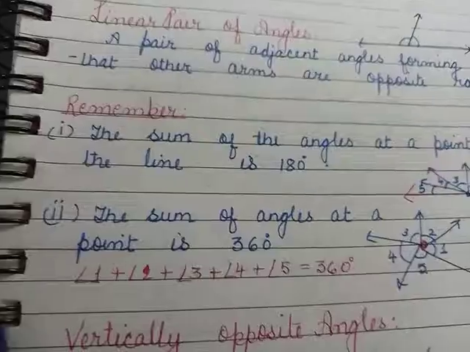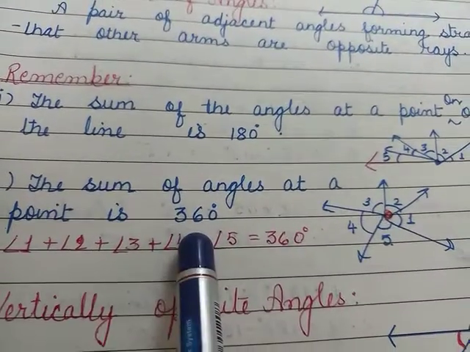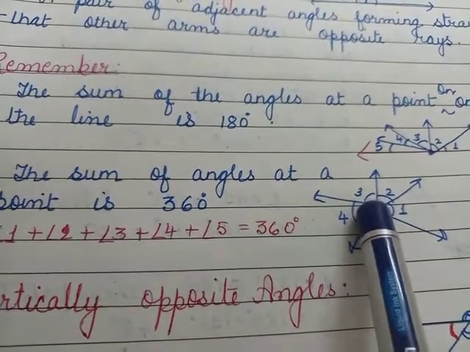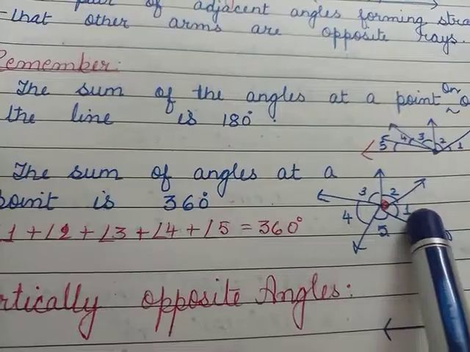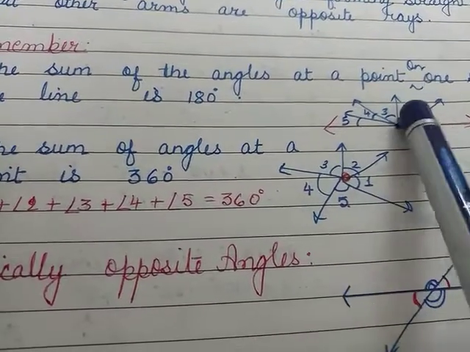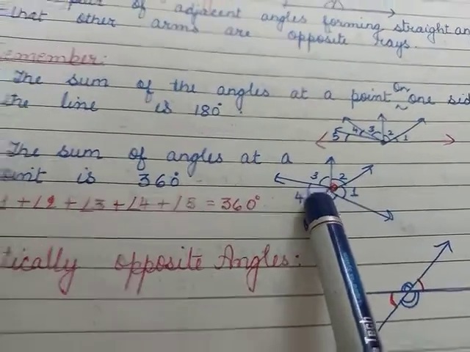Then we remember another very important point. The sum of angles at a point is 360 degrees. If we take all the angles at a point, the sum of all the angles is going to be 360. Here it was the angles on one side of a line. Here we have angles at a point.